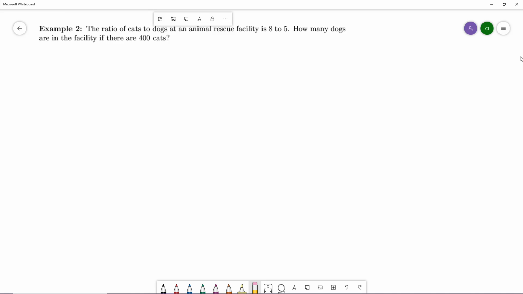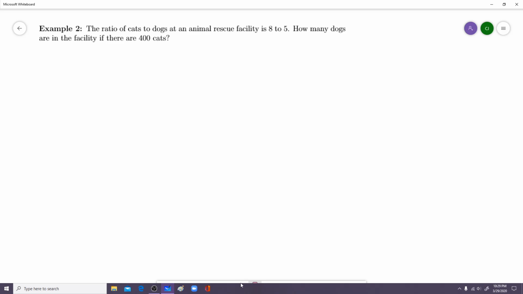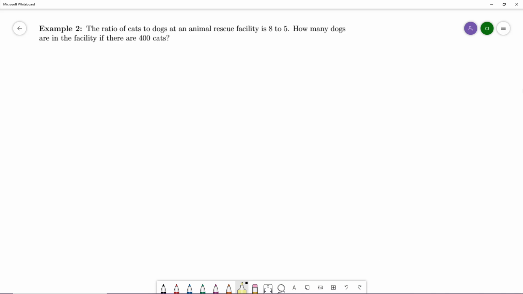Alrighty, so now I'm going to do another example in this section because I know sometimes it can be a little hard to set up problems. So we're going to start with the highlighter, and we're going to read the problem. The ratio of cats to dogs at an animal rescue facility is 8 to 5. How many dogs are in the facility if there are 400 cats?